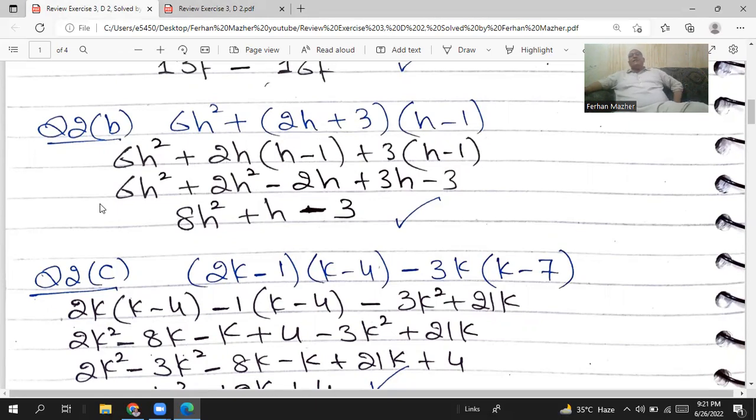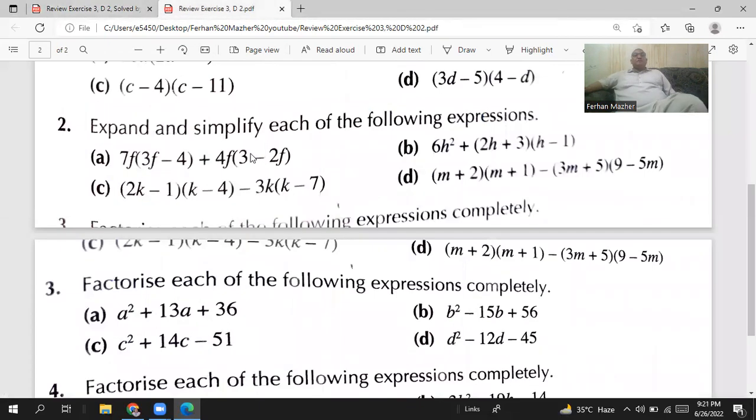Now we will arrange the like terms together. We'll bring the like terms together. So 6h square plus 2h square minus 2h plus 3h minus 3. So 6h square plus 2h square, it will give you 8h square, minus 2h plus 3h, it will give you plus h, and minus 3 will remain as it is. So this is how you will do question number 2, the B part.